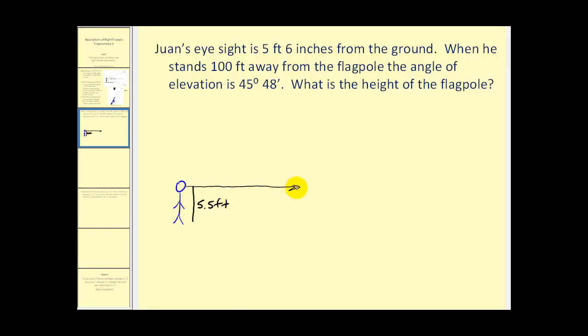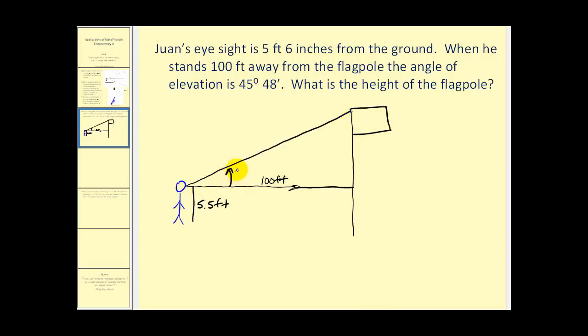And he's standing 100 feet away from the flagpole. So over here, 100 feet, we have a flag. And the angle of elevation, this angle here, is 45 degrees 48 minutes.